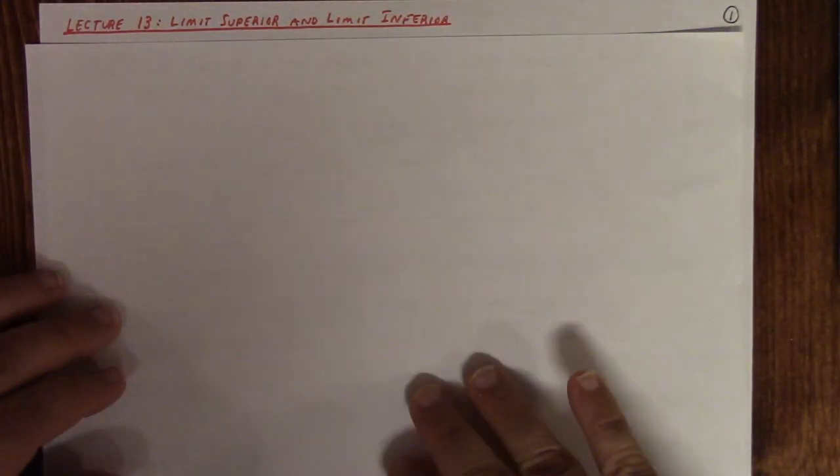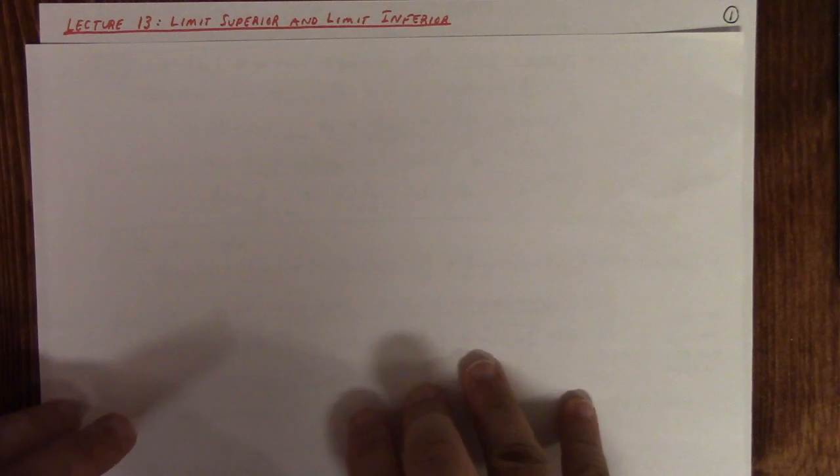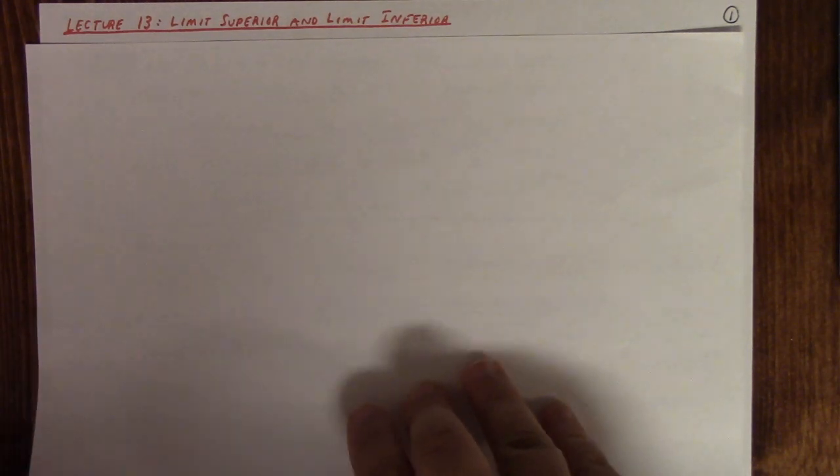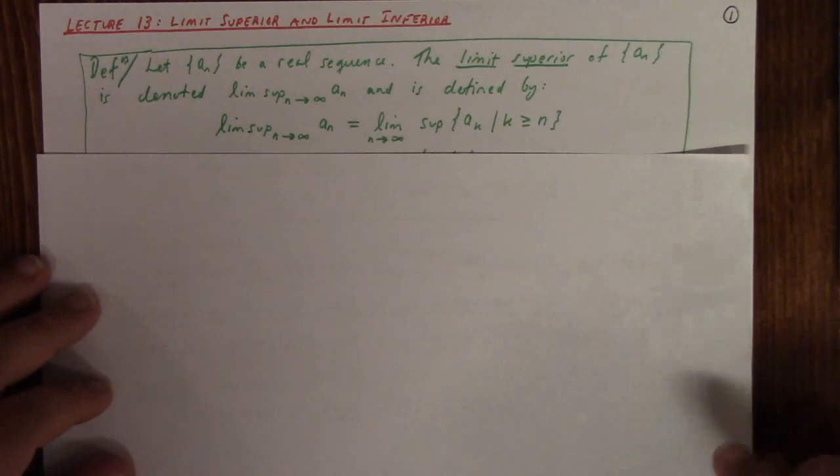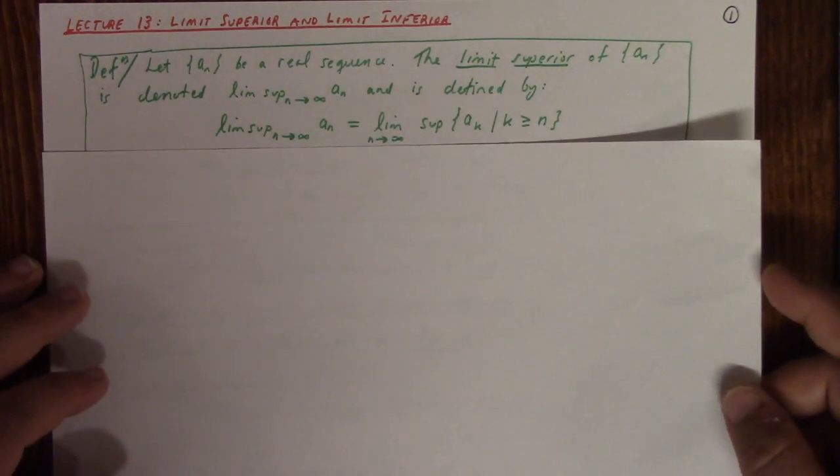So lecture 13 is on limit superior and limit inferior. And this is going to be much shorter than usual. So here's the definition. For a real sequence, the limit superior is limsup of a_n.